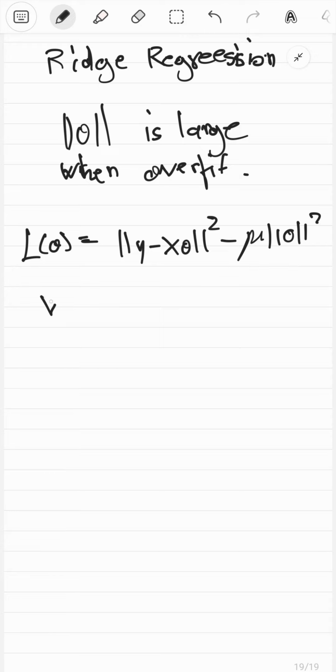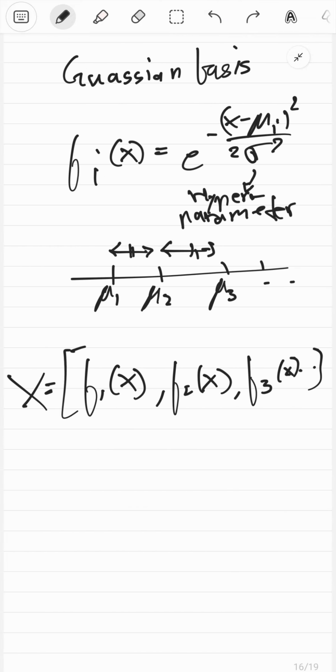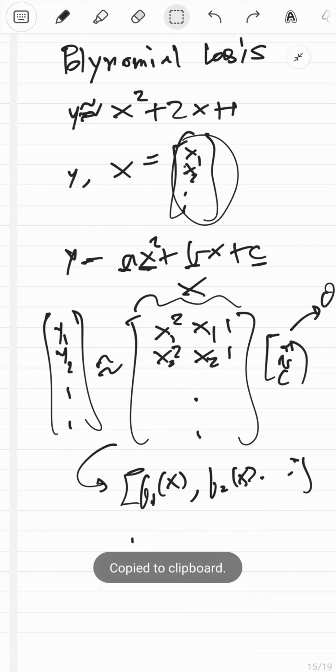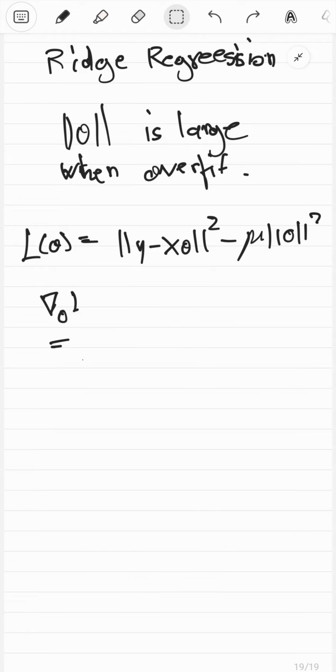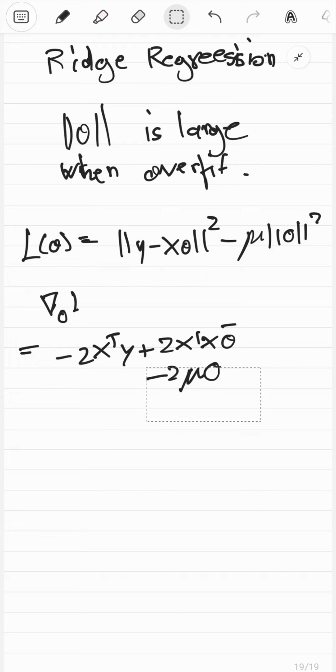So once again, we figure out what the nabla theta L is. This part is pretty much the same as before. We can just copy everything, right? So it's just this quantity. But this part is different. It's just minus 2 mu theta essentially, right? Yeah, so that's what nabla theta L is. Now we can set this equal to 0, and that will give us the theta hat.